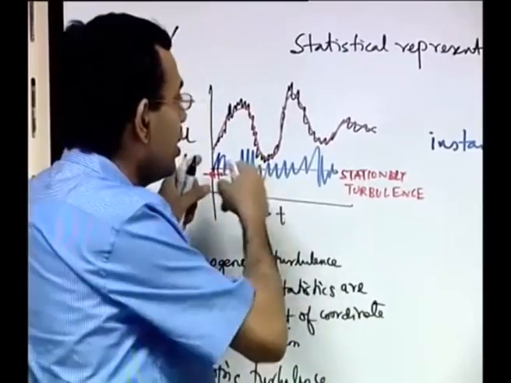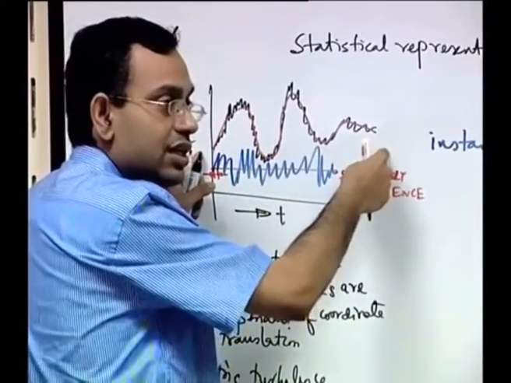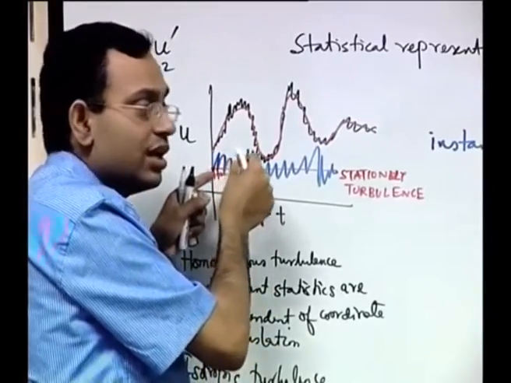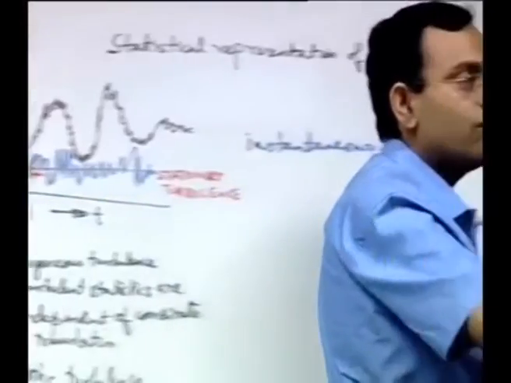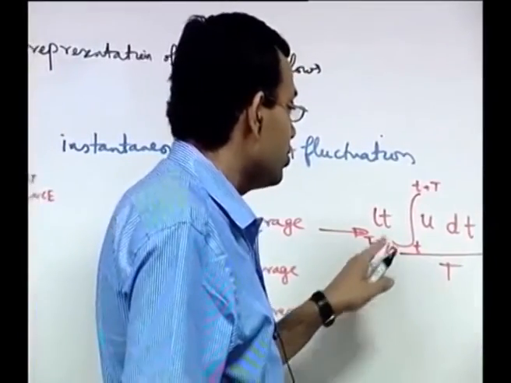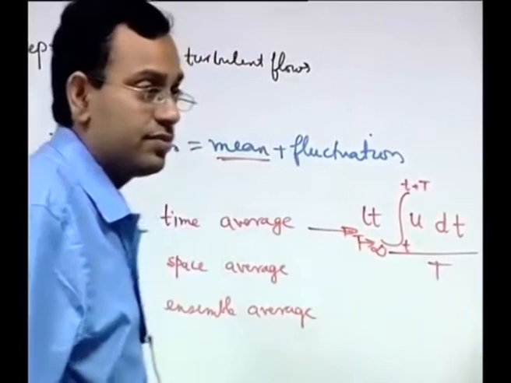So it is not the total large time scale. It is a time scale which is definitely much larger than the individual fluctuation scale, but much smaller than the overall system characteristic time scale. That we call capital T. So this we call the time average.